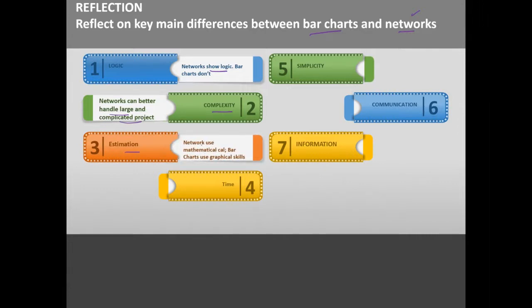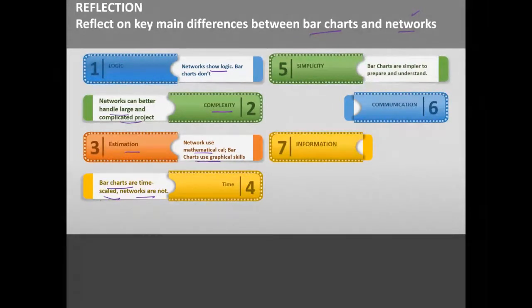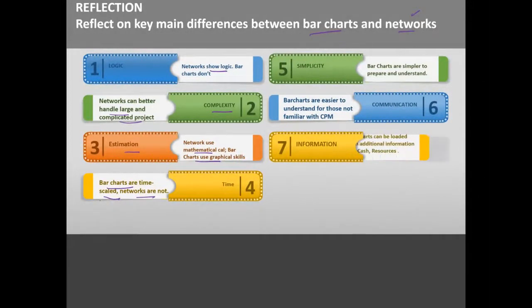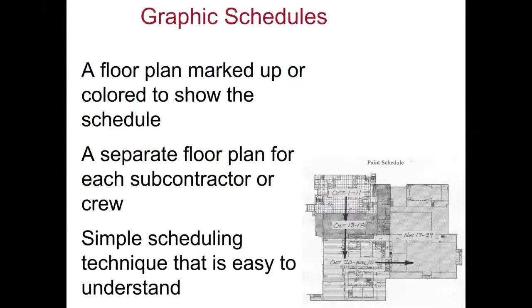In terms of estimation, a network uses mathematical calculations, whereas bar charts use graphical skills to communicate the information to the subcontractors as to when they have to turn up on site and when they have to deliver the work. In terms of time, bar charts are time scaled, whereas networks are not. Bar charts are considered simpler to prepare and understand. For communication, bar charts are easier to understand for those not familiar with CPM. And for information, bar charts can be loaded with additional information such as cash and resources.